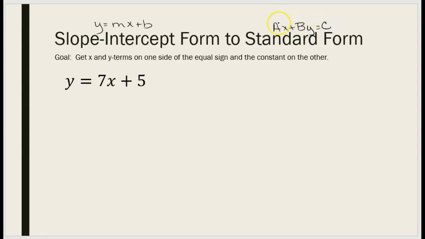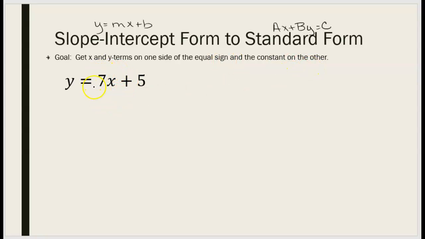So what this means is my x and my y terms need to be on one side of the equal sign all by themselves, and then my constant needs to be on the other side of the equal sign, okay? So the a and the b simply stand for coefficients. The a is a coefficient that can be in front of the x, and the b is the coefficient for the y, okay? So our goal then is to get the x and y terms on one side of the equal sign and the constant on the other.